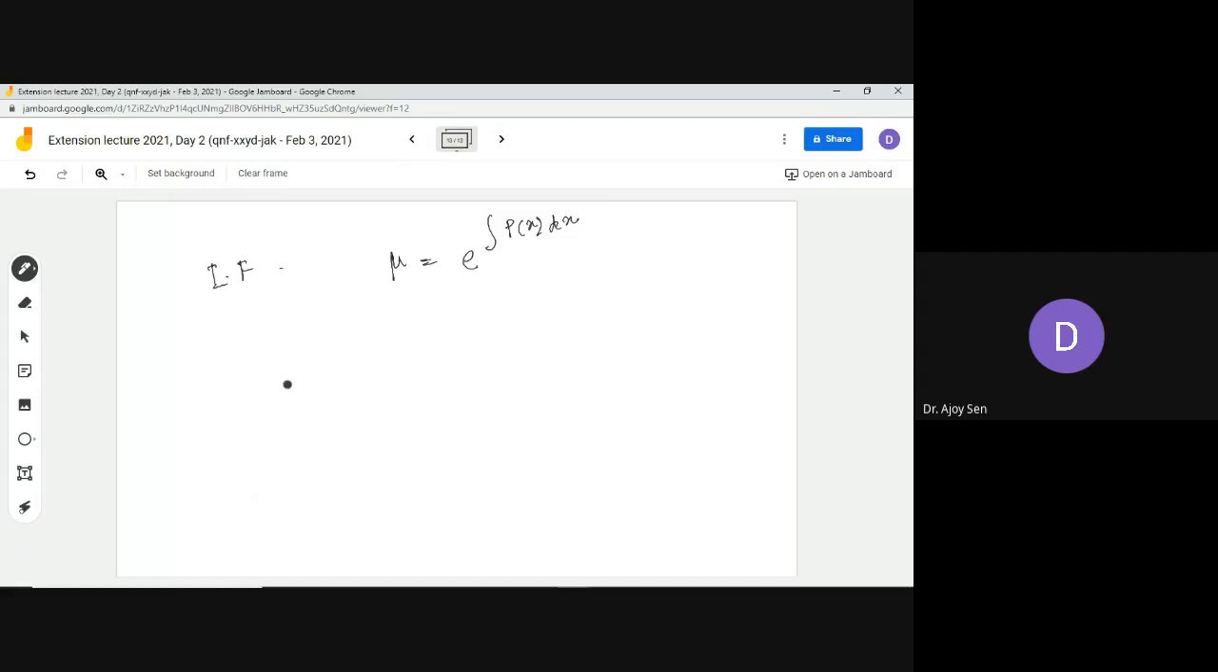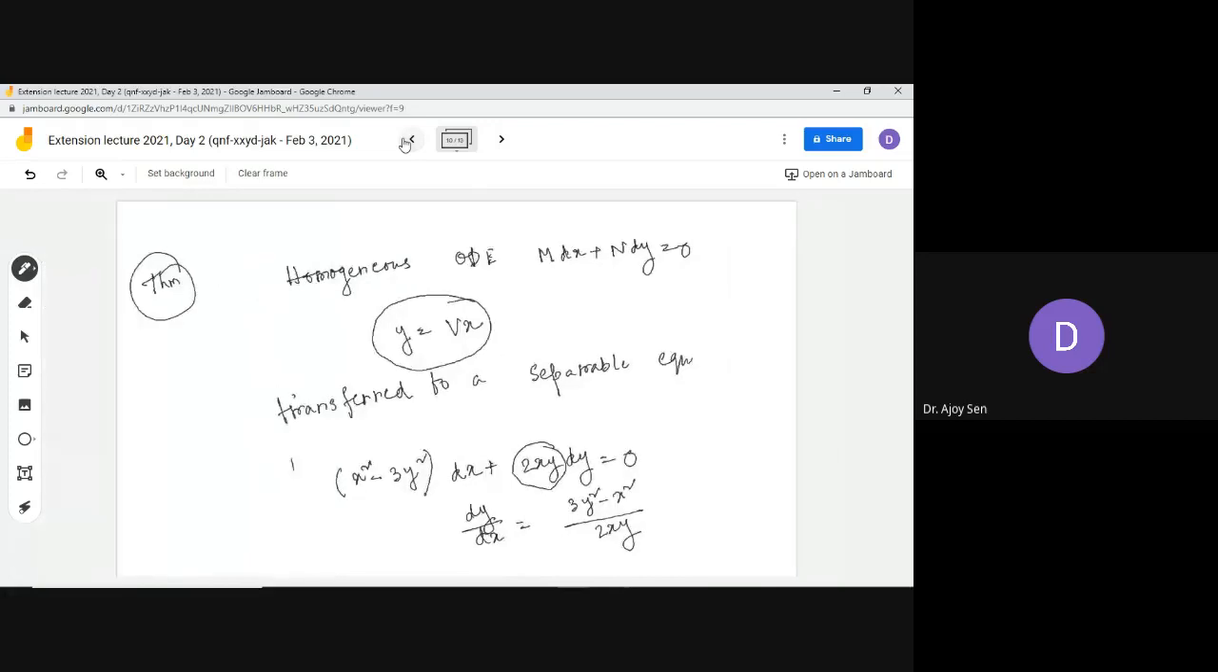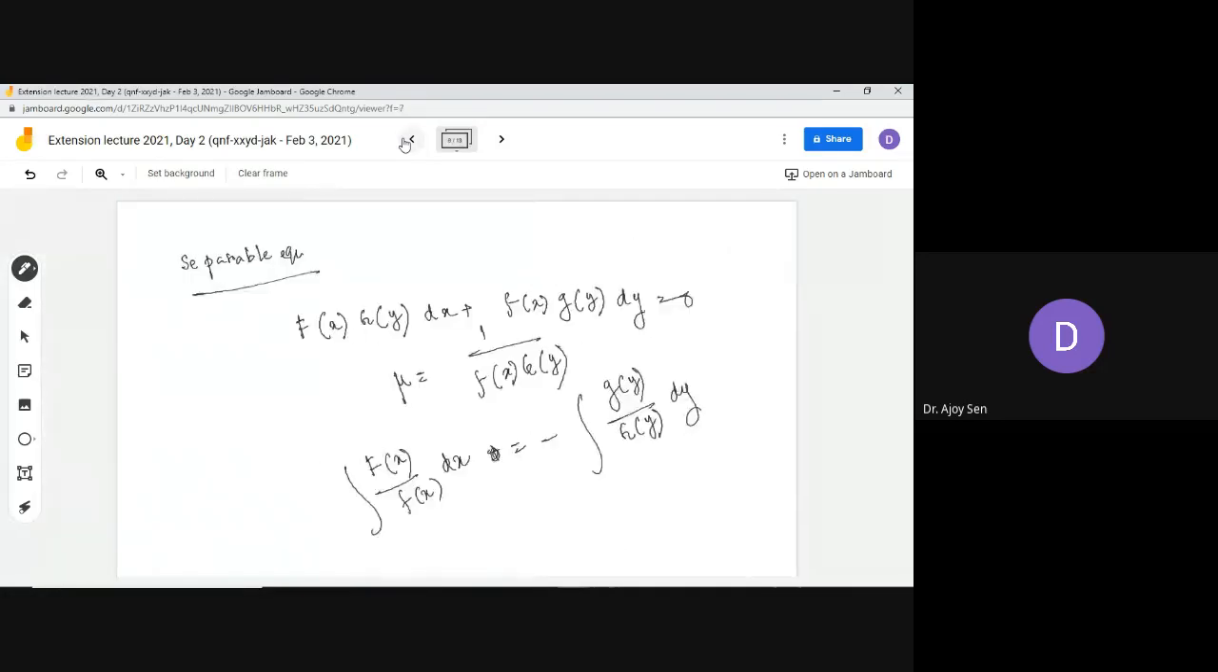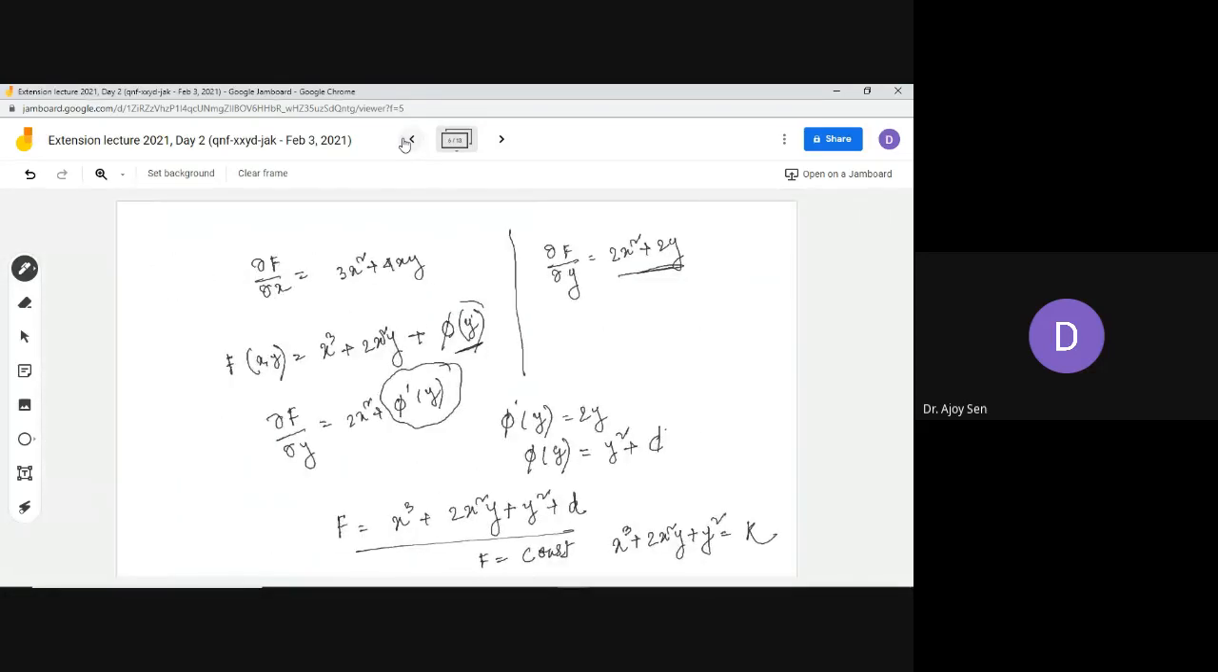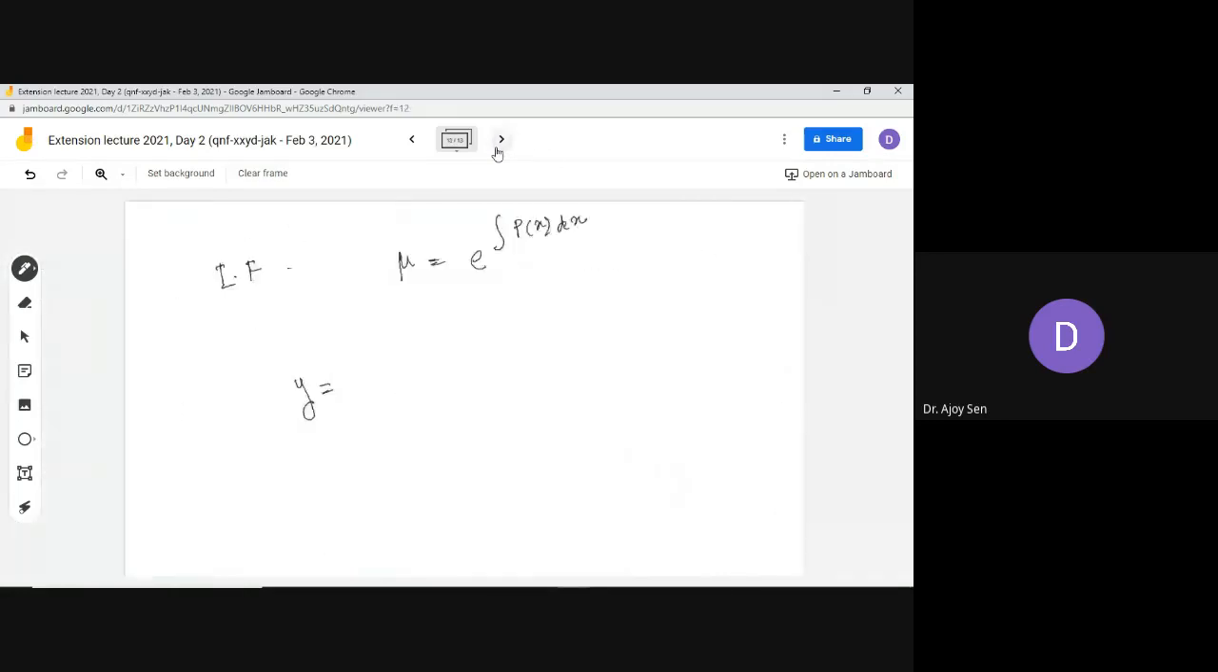And if you try to solve this ordinary differential equation, I have told you that you have to find the function capital F, and F equals to C will be the solution, and I have also given an example of how to get that function F. This is the way, this is the example. So in this way you can also get the solution, and the solution will be nothing but this kind of thing.